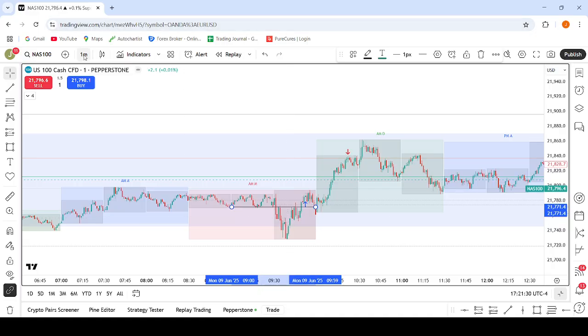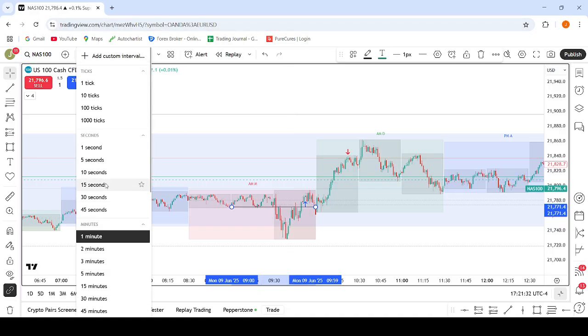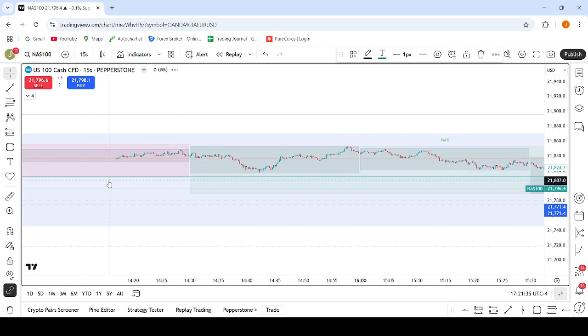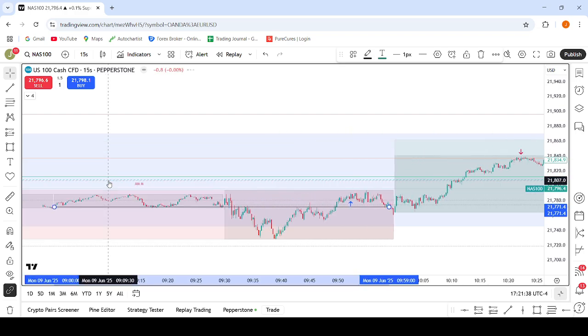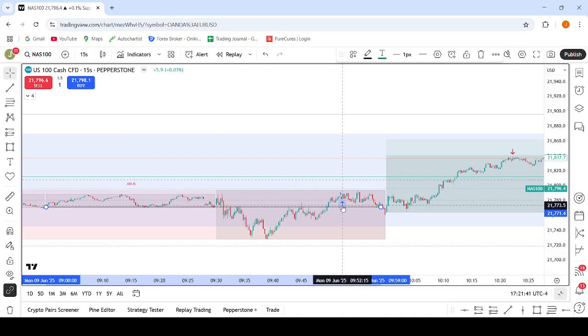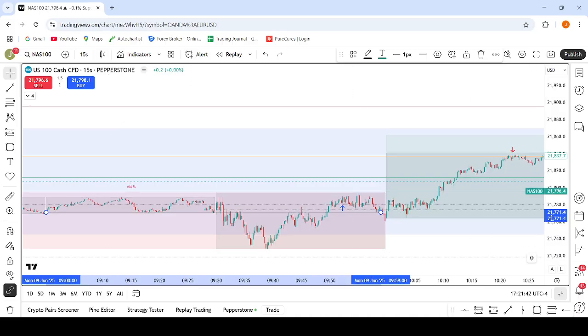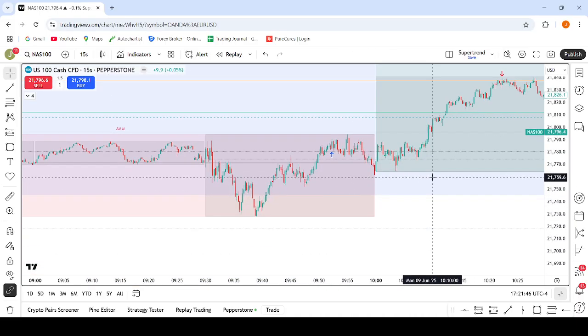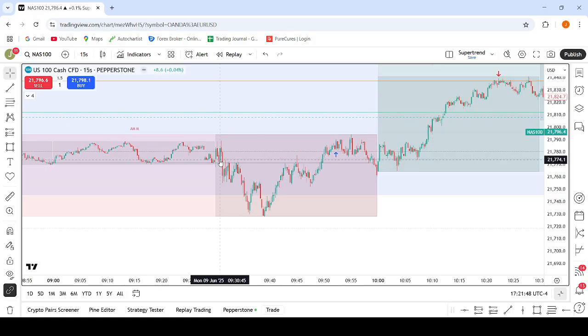If I drop down, I'm in the 1 minute at the minute, but if I drop down to the 15 second and go back, let's have a look what happened at 9:45, or just before. So again, this was 9:30, we dropped down, 9:36, we took out this low here, we have a high right here. So to me, that would be the high that I needed to watch.